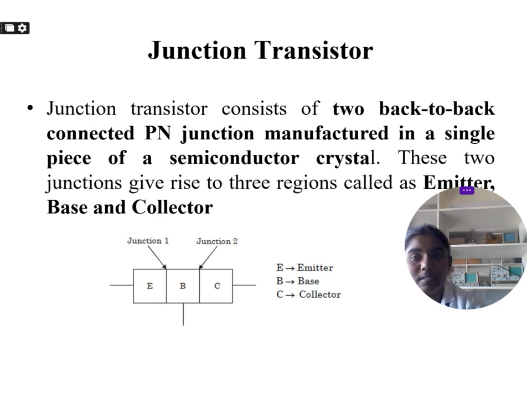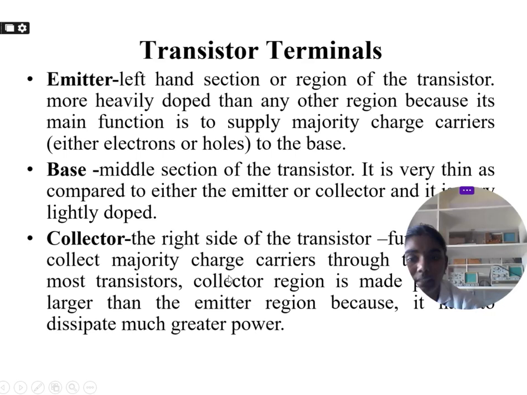Next, the junction transistor. A junction transistor consists of two back-to-back connected PN junctions manufactured in a single piece of semiconductor crystal. These two junctions give rise to three regions: emitter, base, and collector. So it is given as junction 1 and junction 2, which give the three regions. Now, what is the emitter, what is the base, and what is the collector?